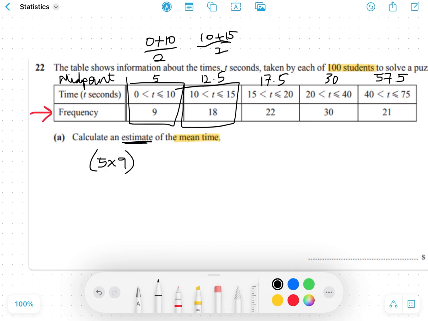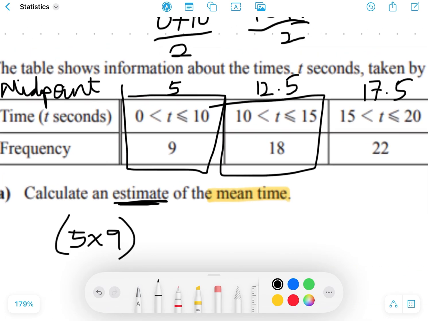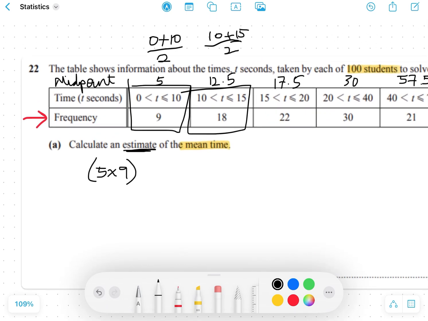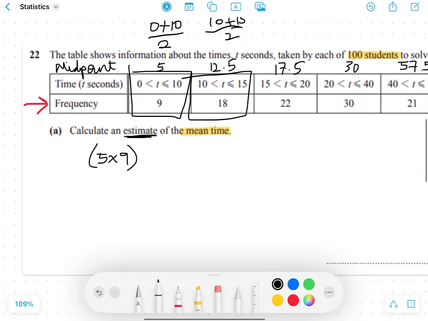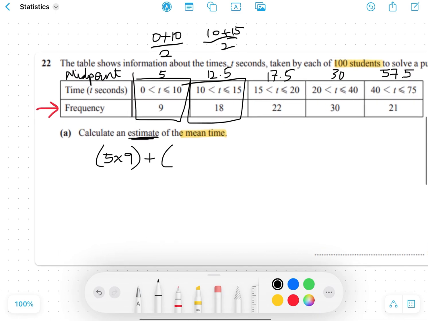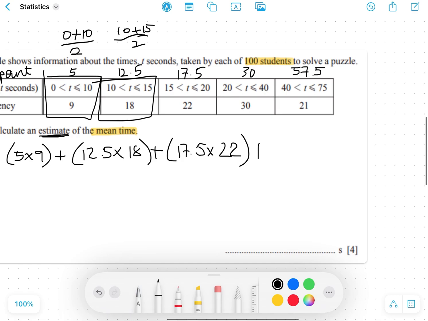The midpoint is the average of the interval, an indicator of each interval, and you multiply it by the number of times it occurred. So for example, if it was t seconds, t is 5 in this first interval as the midpoint, but it occurred 9 times, so the total is 45 seconds. We do the same thing for all of these: you do the midpoint multiplied by the frequency, and add it to the midpoints and frequencies of the other intervals.